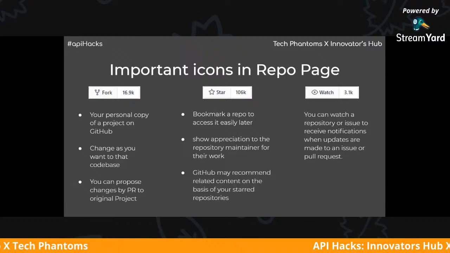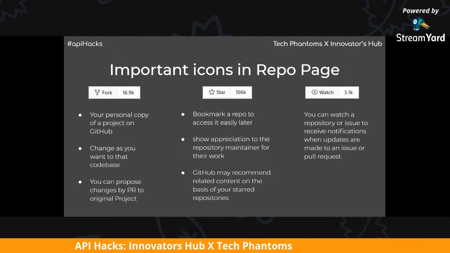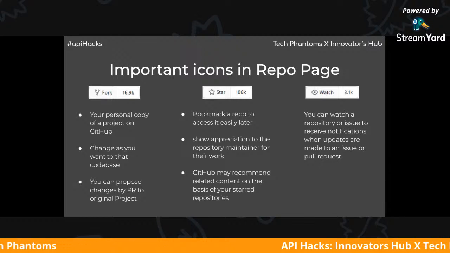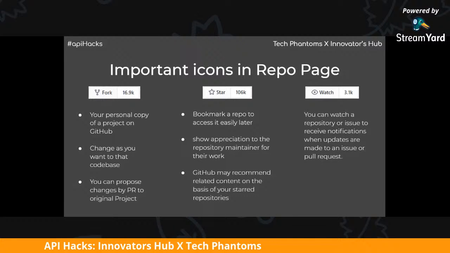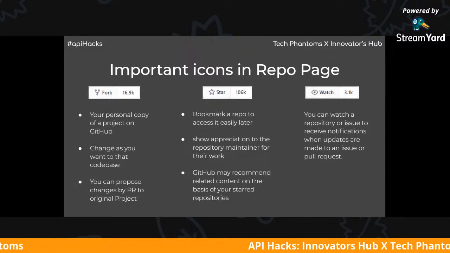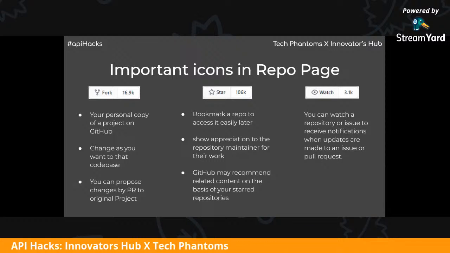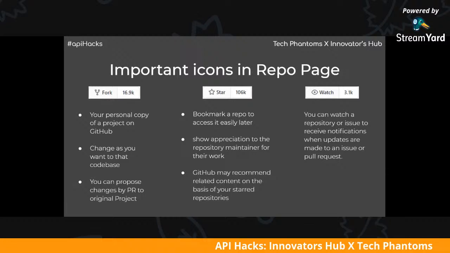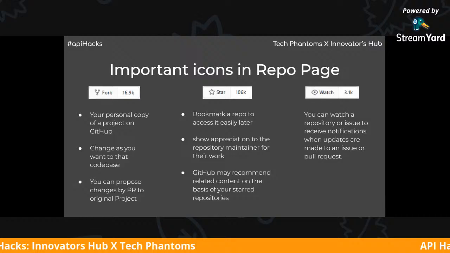And watch is a button which you press only when you are working on a project, because by pressing this watch button on a repository, you are subscribing to all the notifications that this repository is going through. For example, somebody added a file, somebody added a commit, somebody made a pull request. We'll talk about pull requests and issues later. So by pressing this watch button, you are subscribing to all of the notifications. These are the things I think you need to know. We'll explore it again later when we are in the web UI demo.